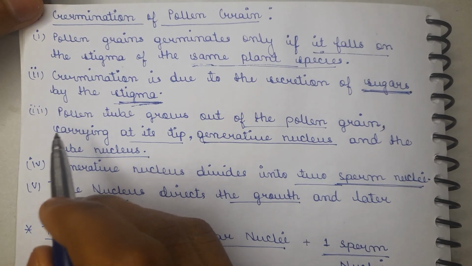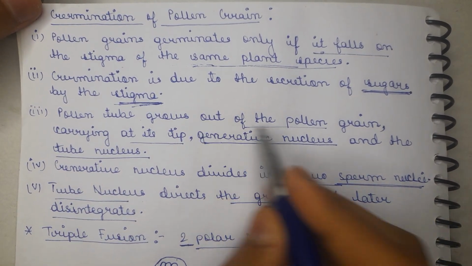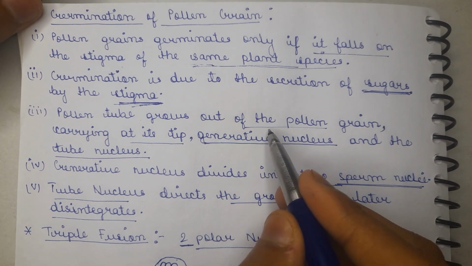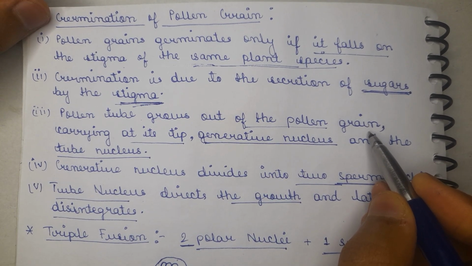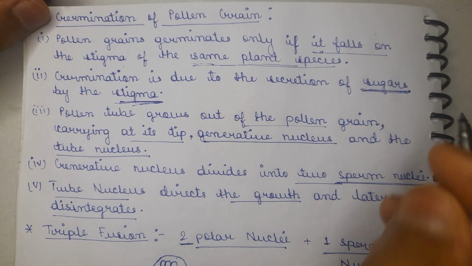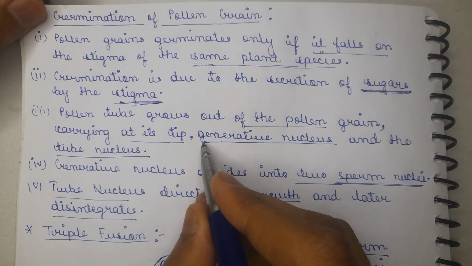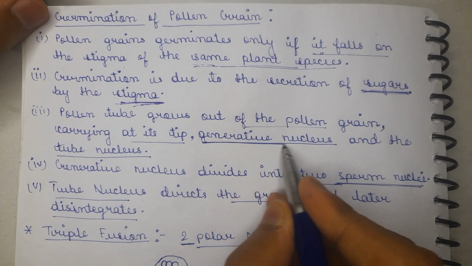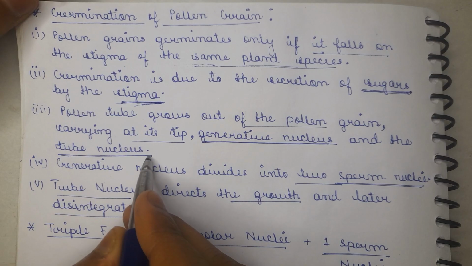The third point says that through a point in the exine, a pollen tube grows out of the pollen grain. We have already seen in the diagram of the structure of a pollen grain that the tip of the pollen grain starts to enlarge itself, and in that tube there are basically two cells. The first one is the generative nucleus and the second one is the tube nucleus.